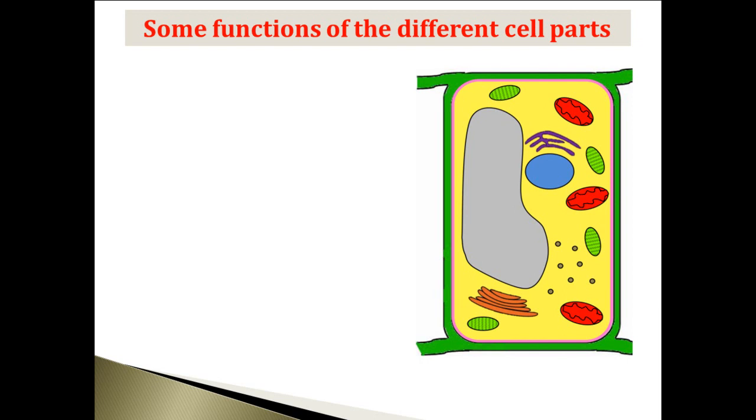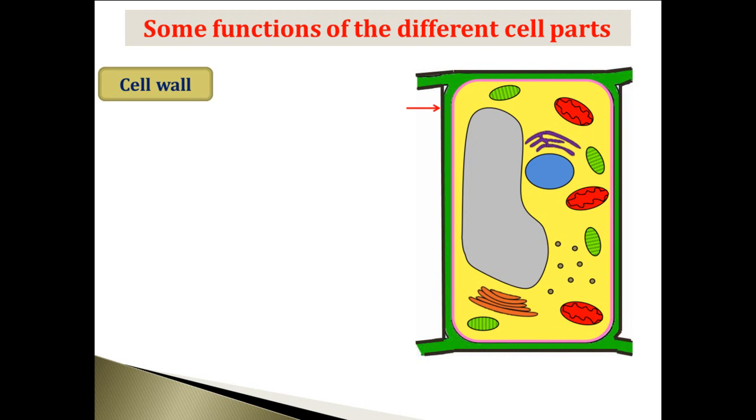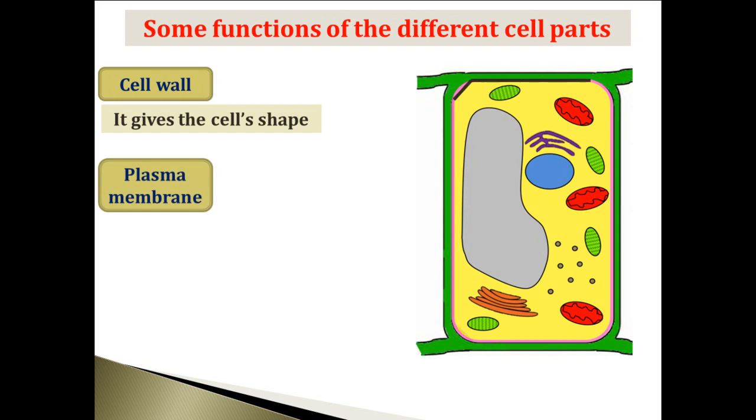First, I'd like to remind you that the word function means the role or the importance of each component inside the cell. Let's start from outside, where the cell wall is found. The main function of the cell wall is to provide support and protection for the cell, and also it gives the cell's shape. Let's go to the second part, which is the plasma membrane.